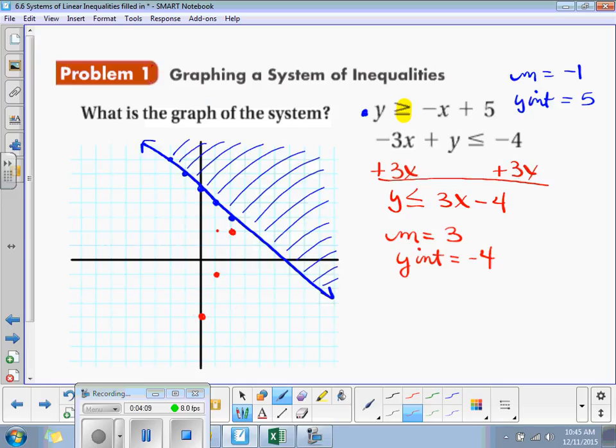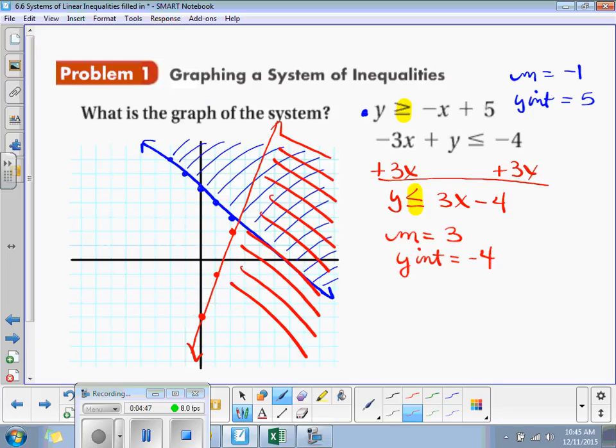Again, we have a less than or equal to. Since we have an or equal to, it's going to be what kind of line? Very good, a solid line. Don't forget to draw your arrows. Now, because it's a less than or equal to, are we going to shade above the line or below the line? Below. So we shade below the line.